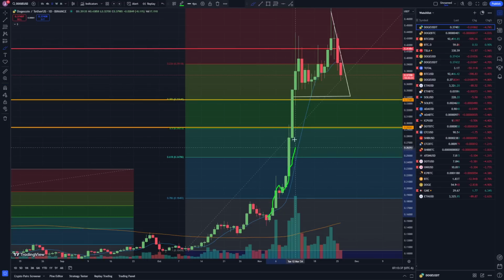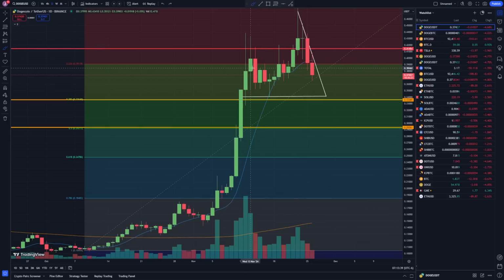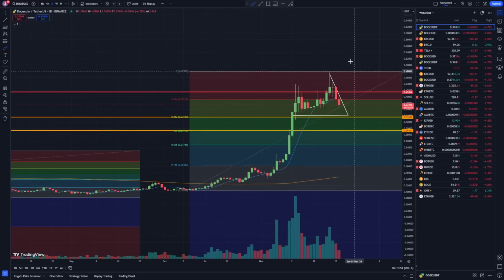Right here, we were just getting support on it, bouncing hardcore to the upside. Right here, we tested it, got a bounce to the upside. And this was also a reason why I was thinking that flag target was still in play, because we got support on that 9 moving average and we bounced to the upside. I thought for sure that we were going to be heading up to like 0.64 or somewhere around there.